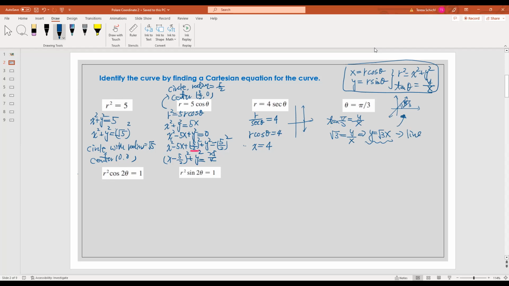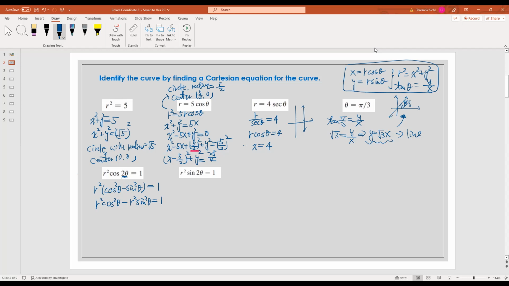Okay, so the last two are a little bit different. Like I said here, r squared equals cosine 2 theta. So what could it be? And then you say, okay, cosine 2 theta. All right, so I'm going to use the double angle to do that. So cosine 2 theta is cosine squared theta minus sine squared theta, right? So now you can put this as r squared cosine squared theta minus r squared sine squared theta equals 1.